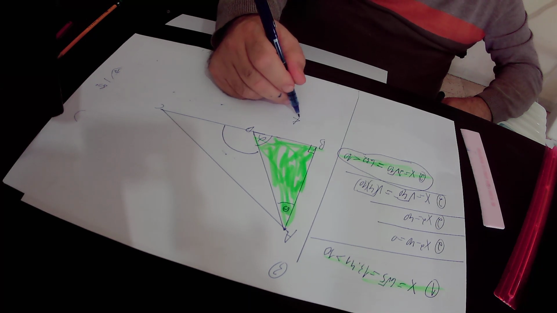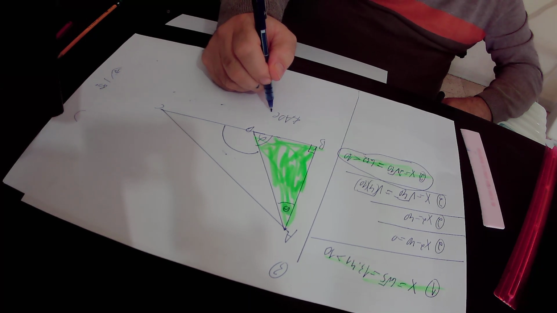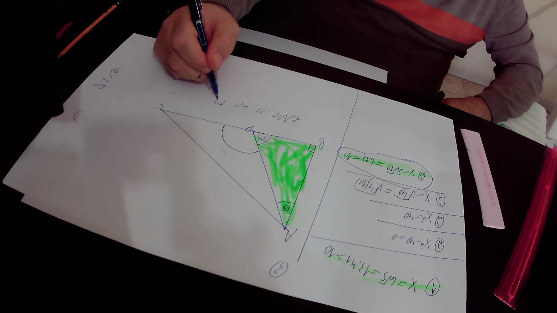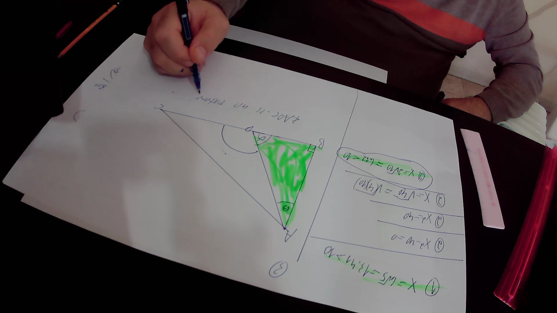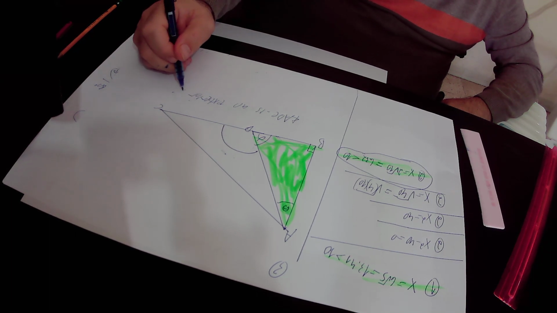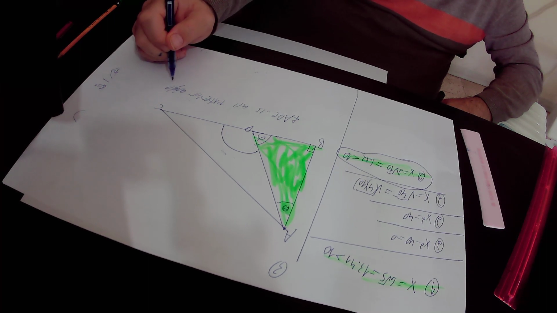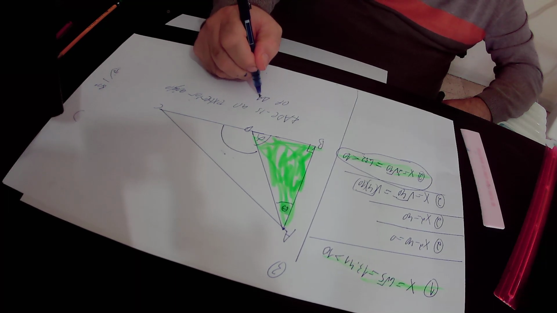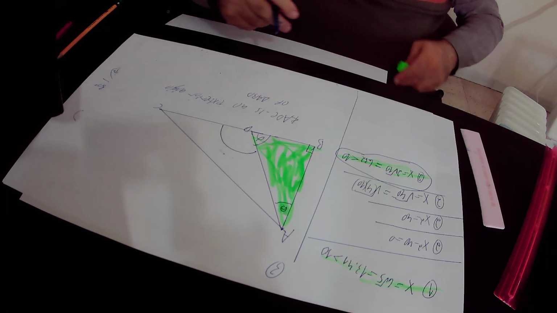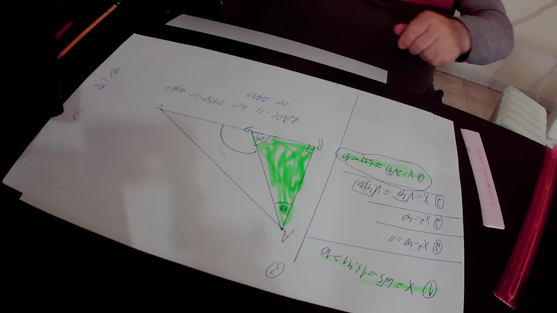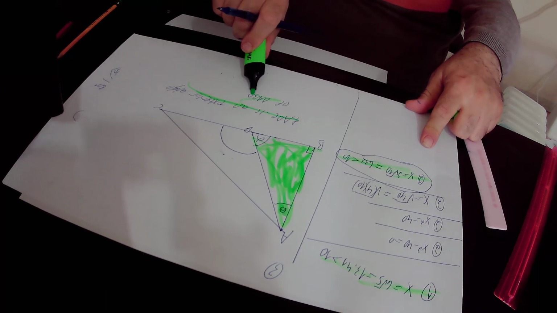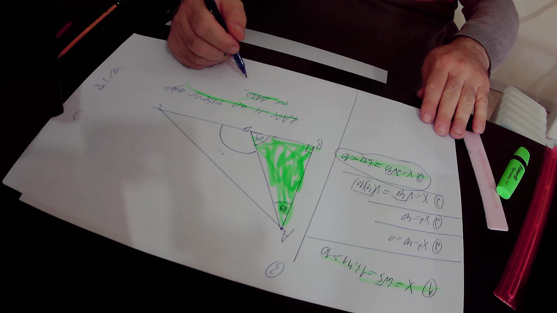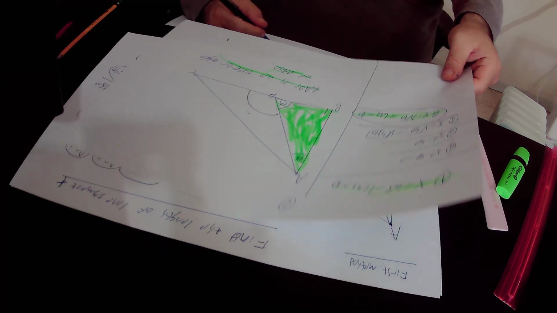Angle ADC is an external angle of the right green triangle, triangle ABD. Okay? This angle ADC is an external angle of the right triangle ABD. And we have a rule that is related to the size of any external angle of a triangle.